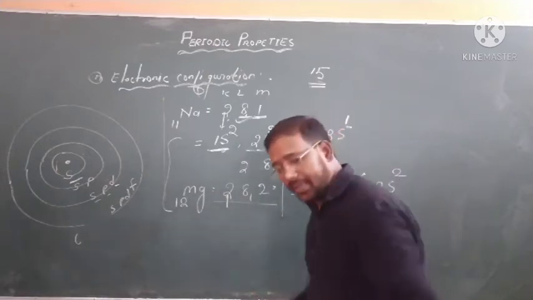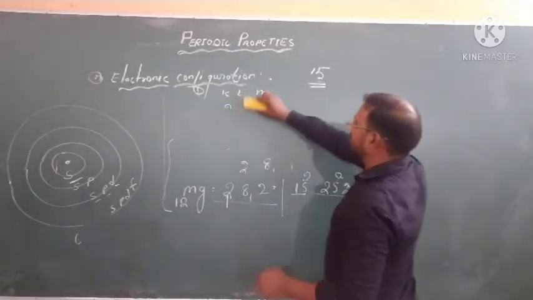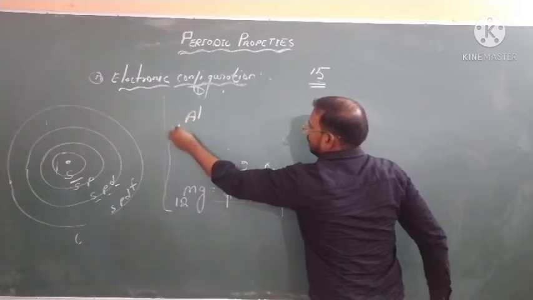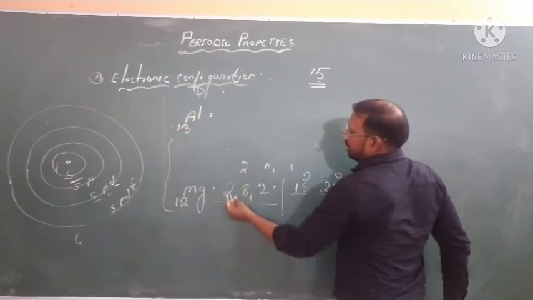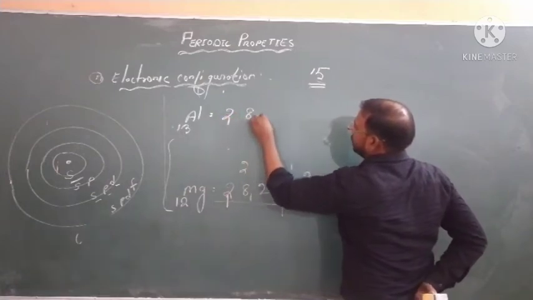So now the next topic, again I am going to give one more example. Suppose I write aluminium. Aluminium is 13. So what is the electronic configuration according to you? 2, 8, 3.